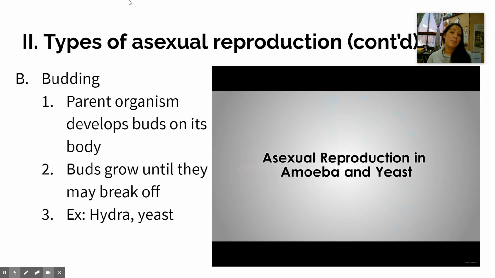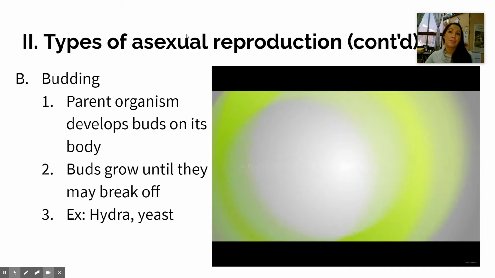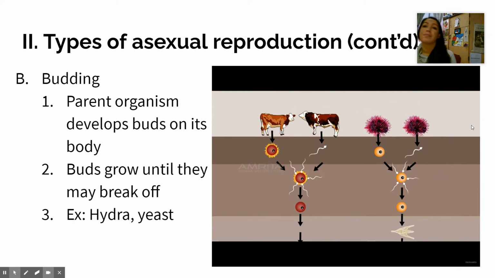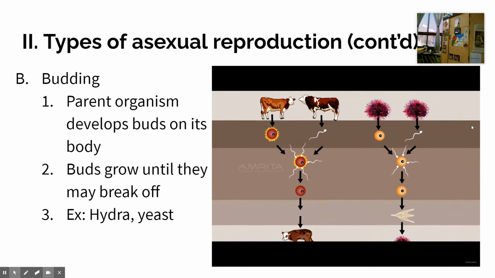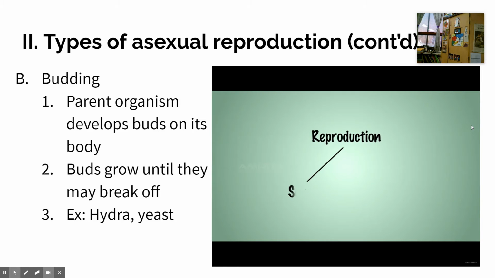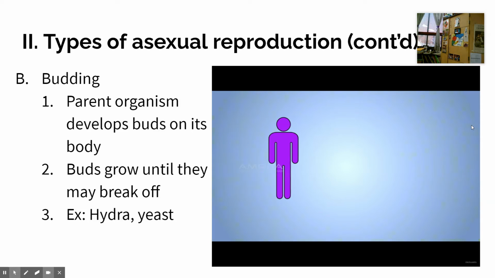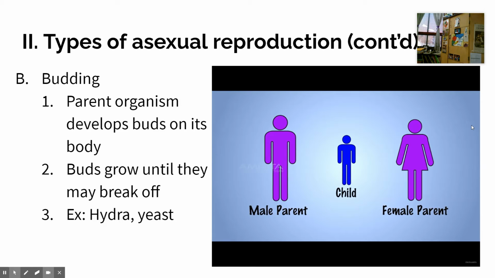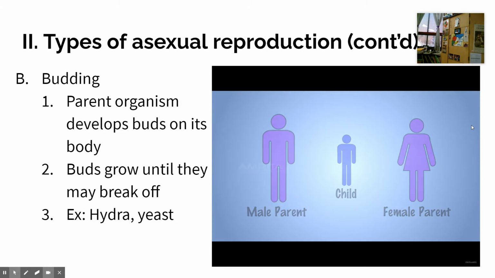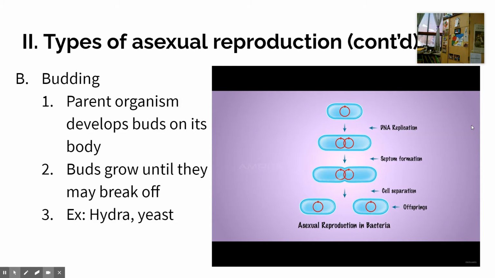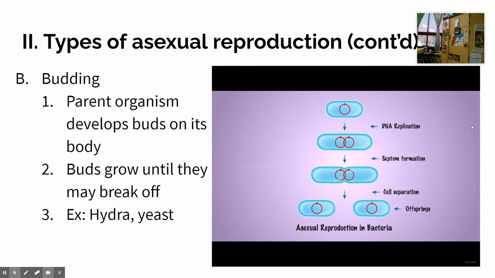Asexual reproduction in amoeba and yeast. Reproduction is the biological process by which organisms produce new offspring. There are two methods of reproduction: sexual and asexual reproduction. Sexual reproduction is the mode of reproduction in which the offspring arises from two parents of the opposite sexes. Asexual reproduction, on the other hand, is a reproduction in which the offspring arises from a single parent.